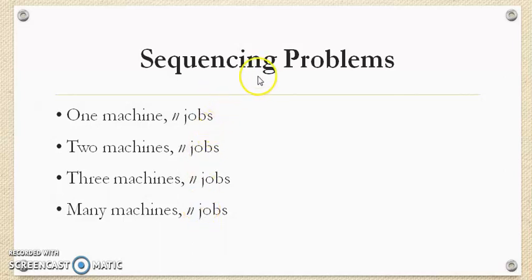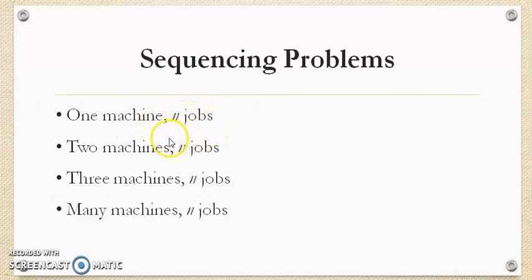Friends, in this lecture let us discuss Johnson's rule for sequencing two machines and n jobs. But prior to that, let us discuss the different cases to explain the procedure for sequencing. There may be a case of one machine and n jobs for sequencing. That means in the system there is only one machine and there are n jobs.